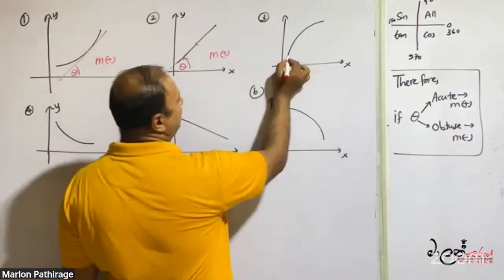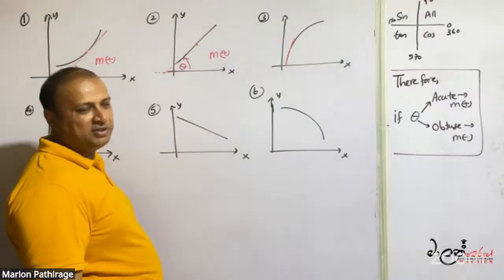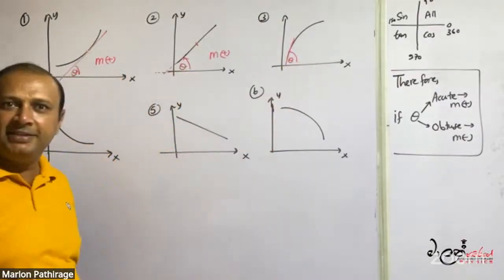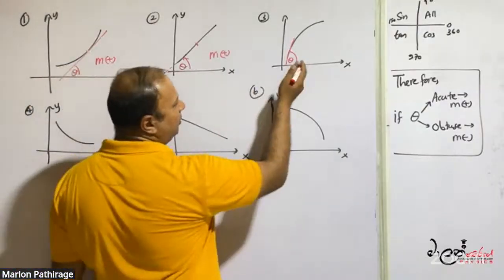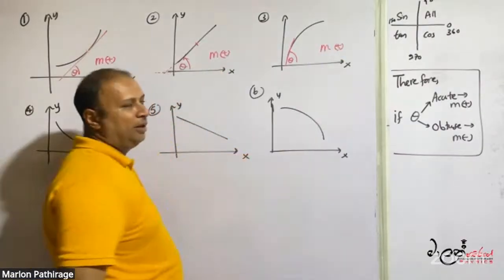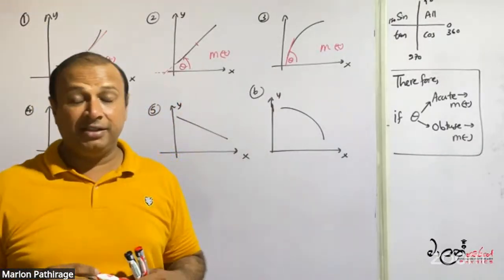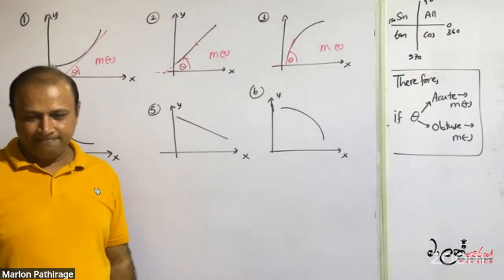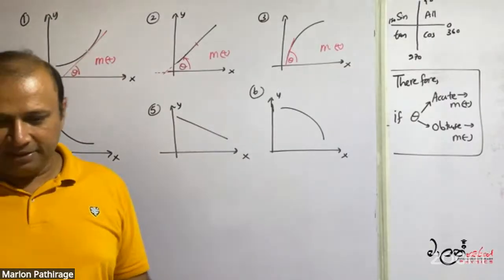Then this one. Draw tangent to the graph. Now it is very clear. This angle is acute, less than 90. Therefore, M is positive. If you got these three answers, please raise the hand. Very good.